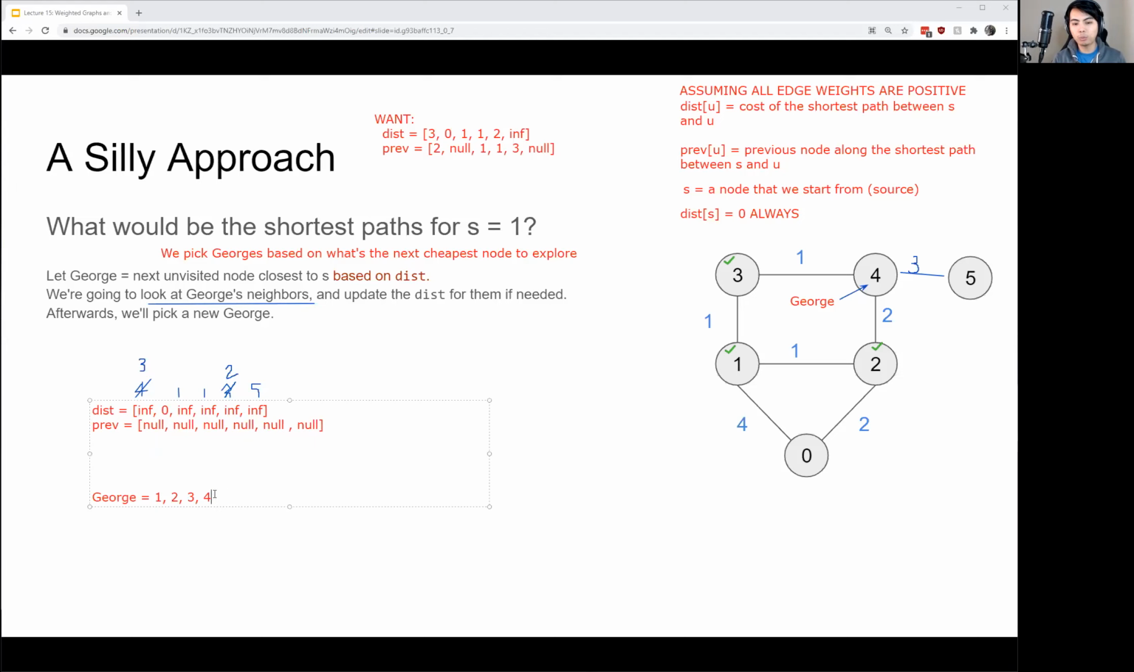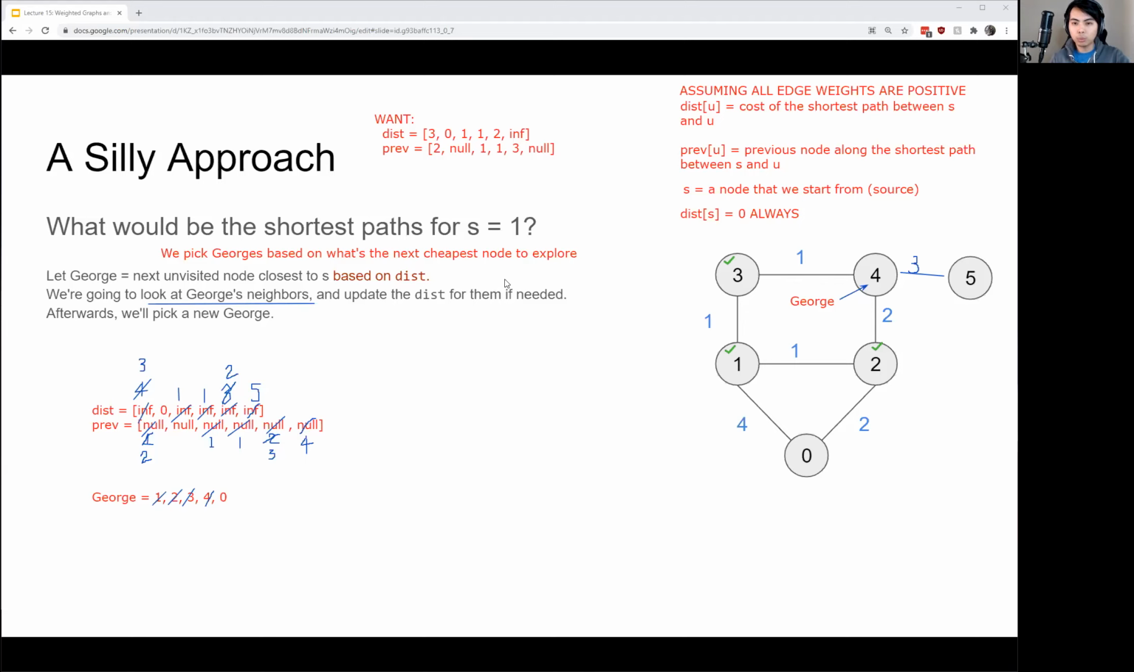Someone clarified what they meant in a previous question. Let me go ahead and talk about that first. They were saying that before we Georged 4, the distance to get to 5 should have been 6 because we would have gone 1 to 2 to 4 to 6. Or sorry, 1 to 2 to 4 to 5. And that would have been 6. All right.